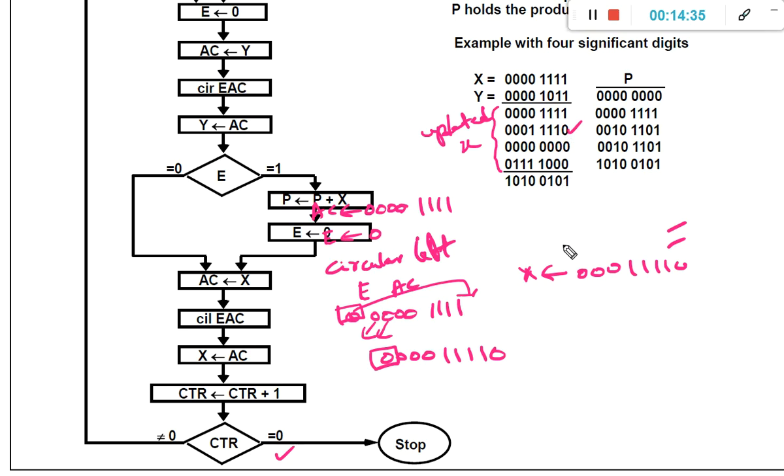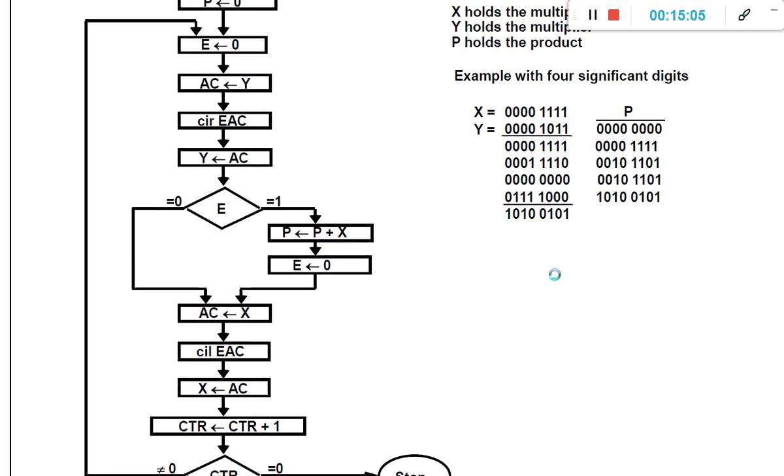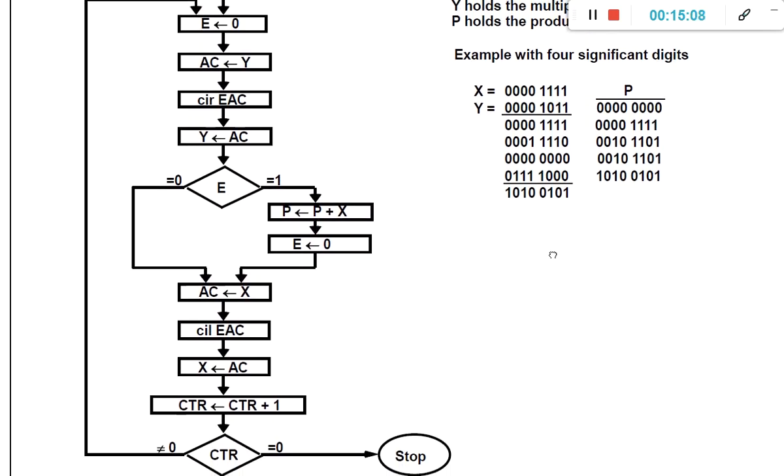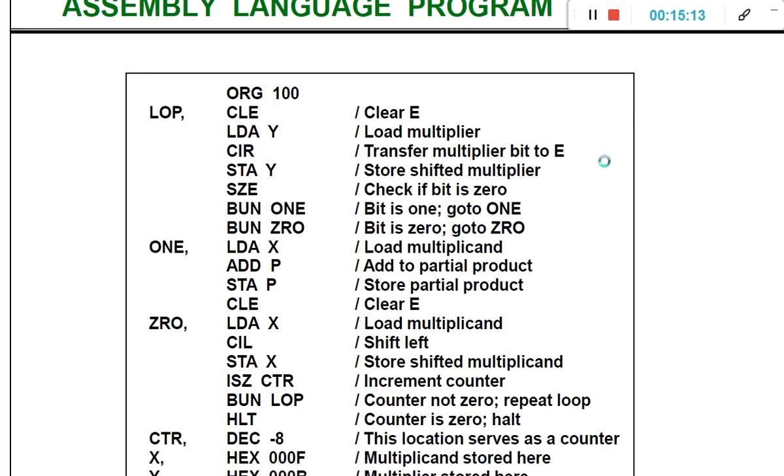After updating the X value, increment the counter. The counter is initially -8. If you increment -8 plus 1, it will become -7. If the counter is equal to 0, the execution is completed, stop. If the counter is not equal to 0, it is -7, so we need to repeat the same steps. Now we are here. Once again the same steps are repeated, so from here we need to repeat.